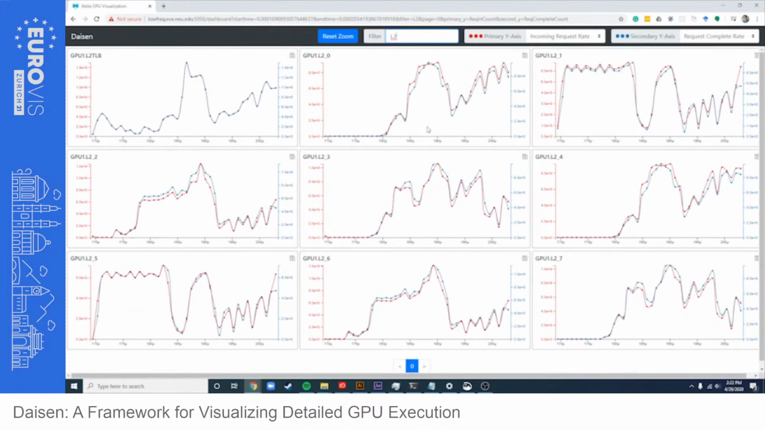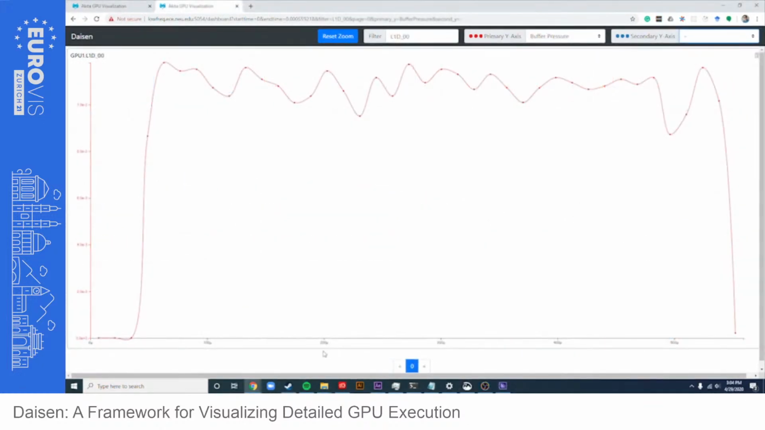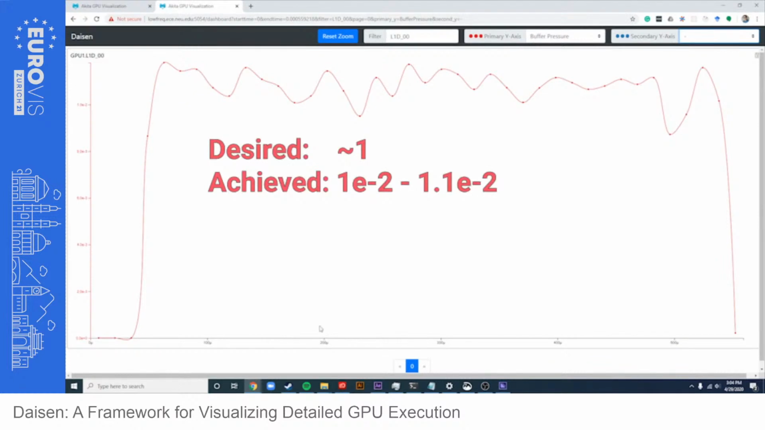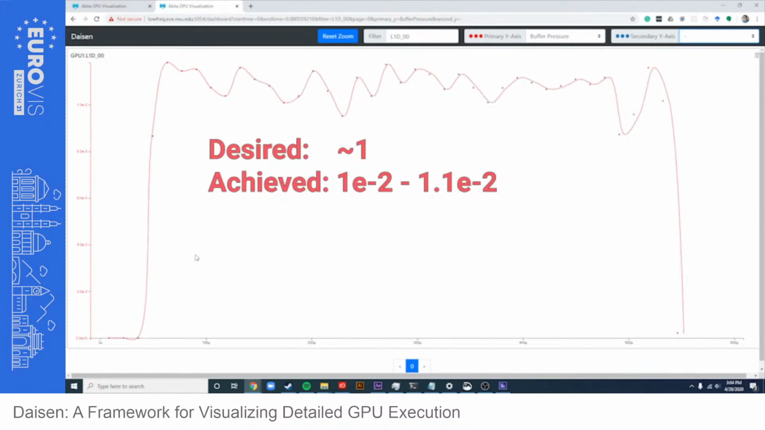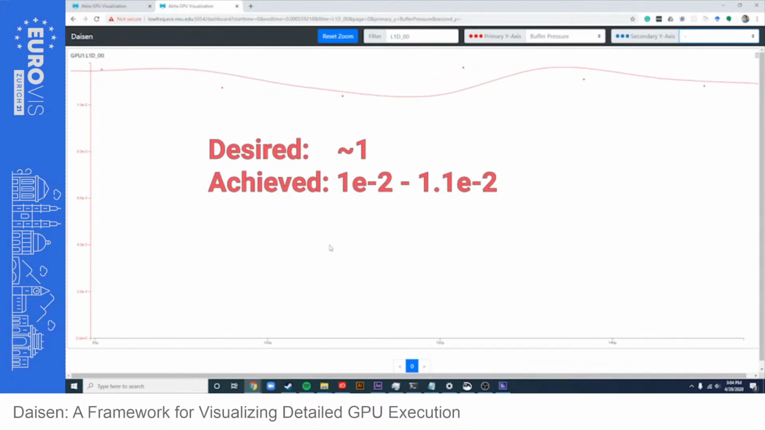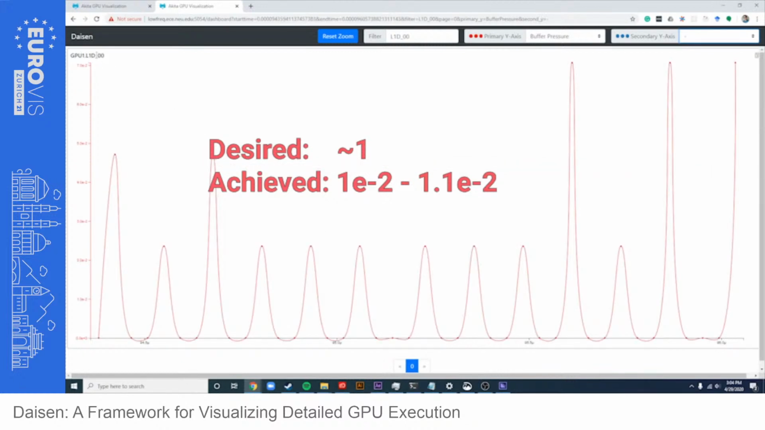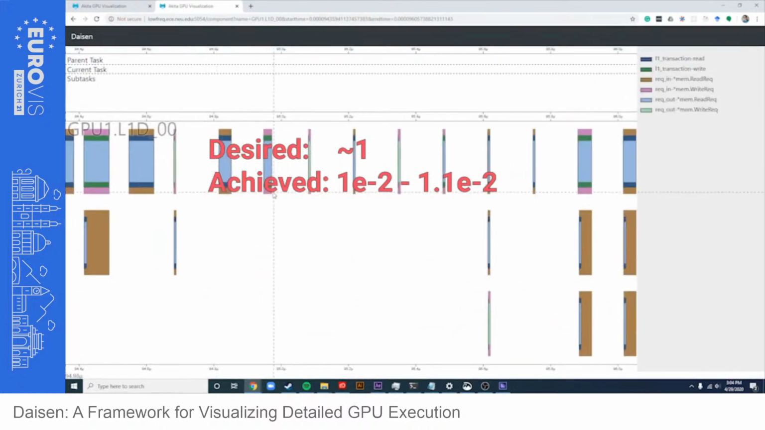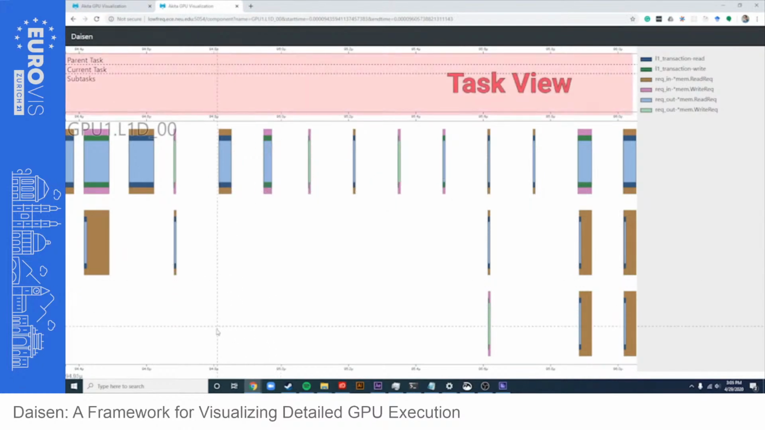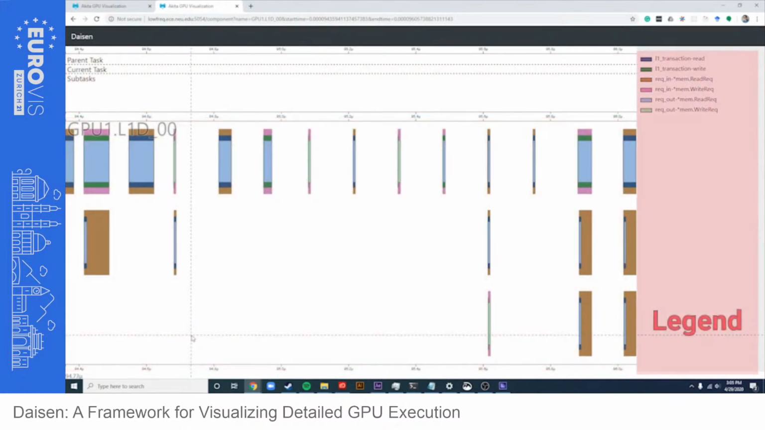But how do they know what is the root cause of the issue? For example, we see this cache is not processing enough requests, since the buffer pressure is way below 1. How can we know what the cause is? To have a deeper understanding of the execution, a user can click on the name of the component. Daisen switches to another layout that includes a task view, a component view, and a legend on the right side.